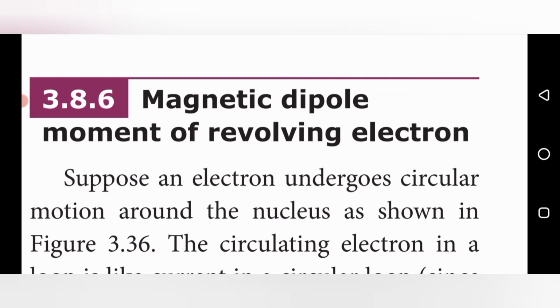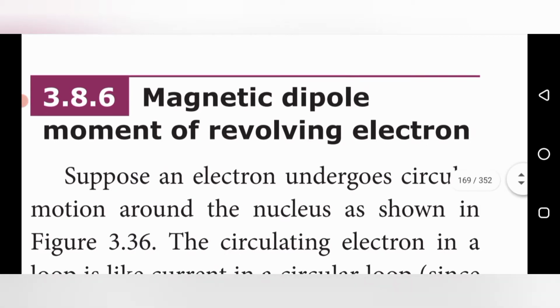So that's why we have to compare both the magnetic dipole moment due to a current carrying circular loop and also the magnetic dipole moment of a revolving electron. That's why they include that topic, and finally they have to find out the dipole moment value of a revolving electron. So now let's see the diagram.